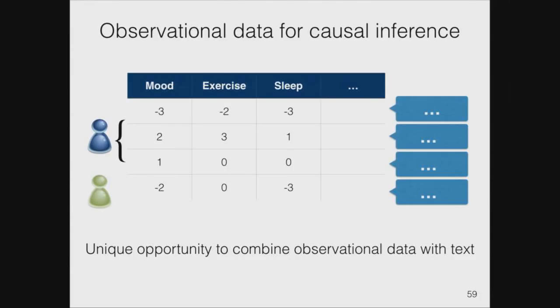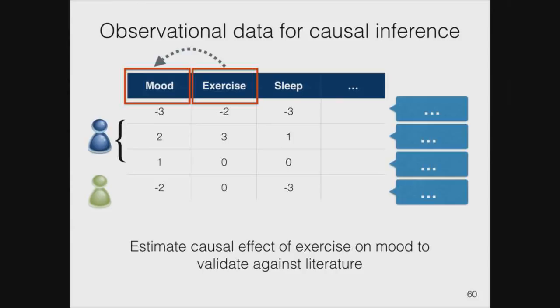This is different and unique in that not only do you have this standard observational data of measurements of a whole bunch of variables, you have free-form text going with every single instance. And we might want to ask a causal question, like we want to estimate the causal effect of exercise on mood. We're currently focusing on this particular link because it's well validated in the literature, and so it's a good gold standard to try and study.